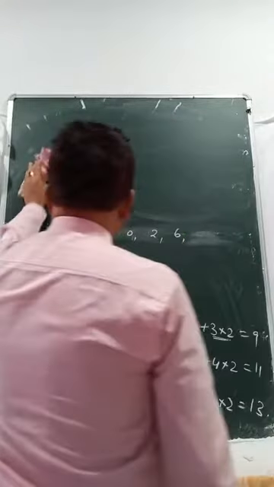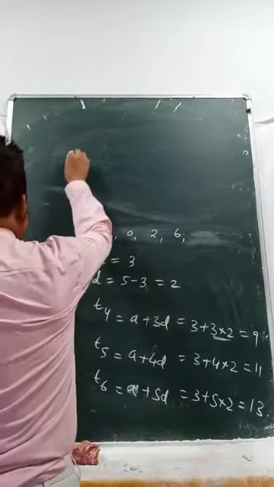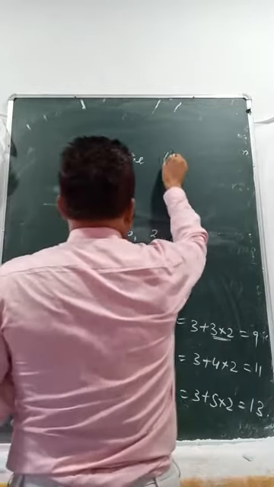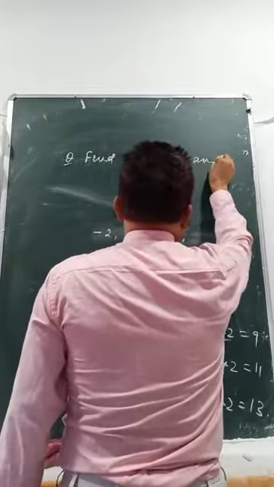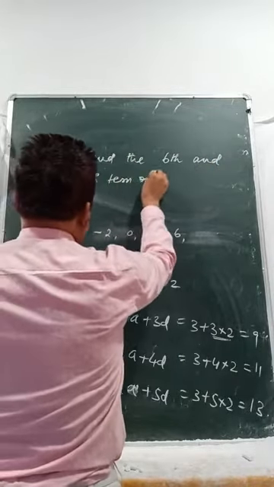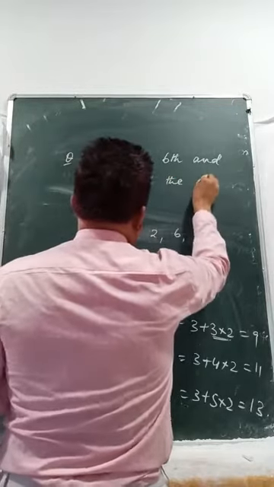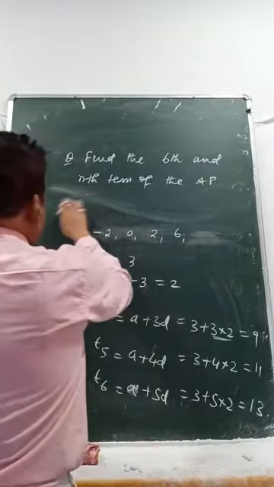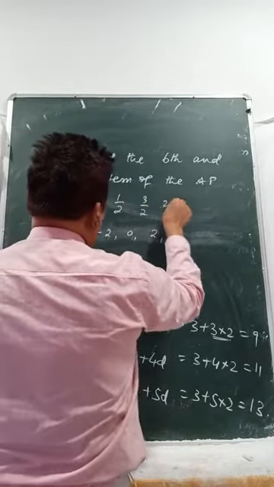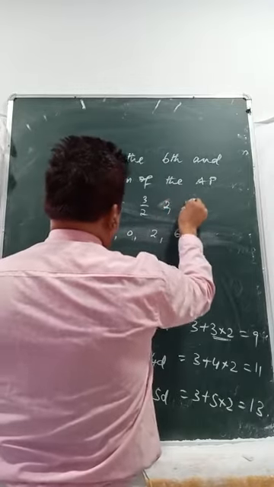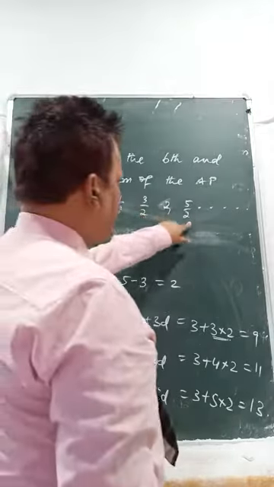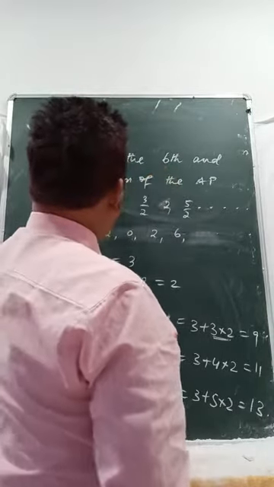Okay, now you may have a question of another type. Find the 6th and nth term of the AP. This is 0, half, 1, 3 by 2, 2, 5 by 2, like this. 1, 2, 3, 4, 5. I have asked you 6th and nth term.